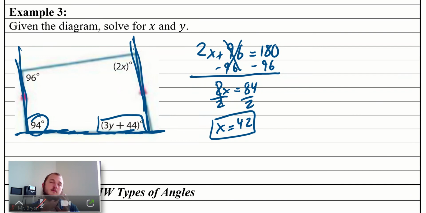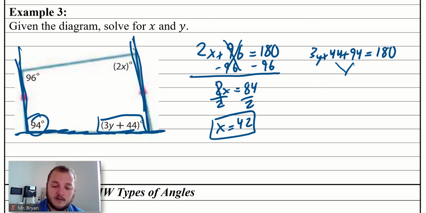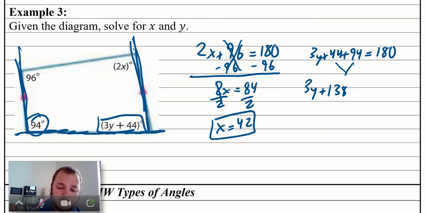And you can put the expression with the variable first, or you can put it second, doesn't really matter. I usually put it first just to keep the numbers close together. So instead of saying 94 plus 3y plus 44, I'm going to put the 3y plus 44 first, and then plus 94 equals 180 here. Again, they're supplementary, so I add them up to 180. And now we can solve. So first thing we want to do is combine like terms. So 3y stays the same, and then 44 plus 94, well 40 plus 90 is 130, and then add 4 plus 4 is 8, so 138 equals 180.